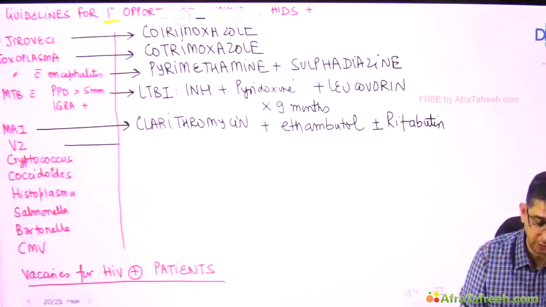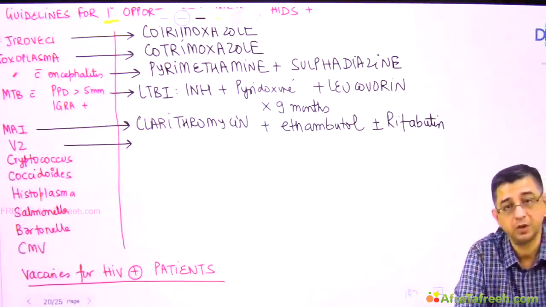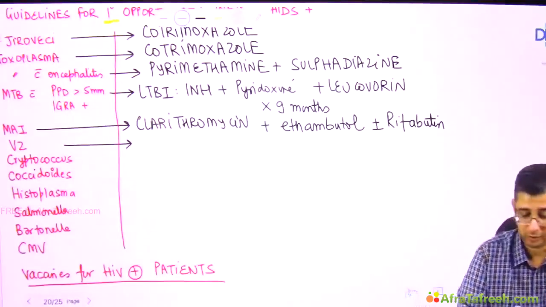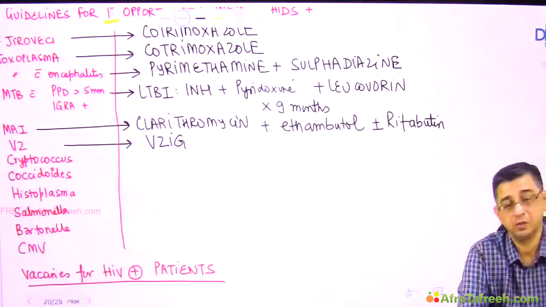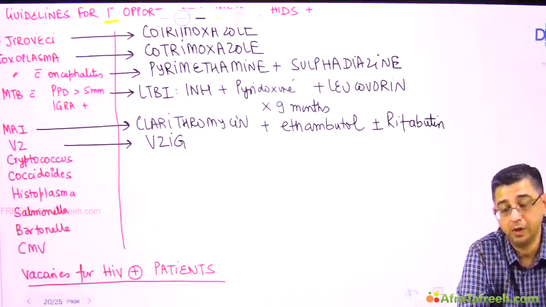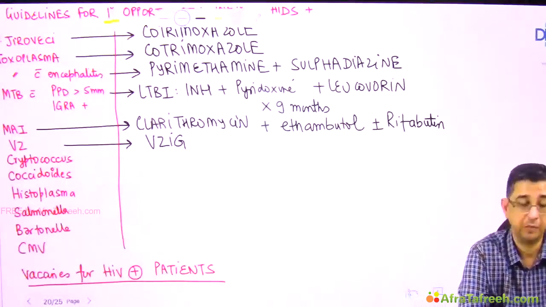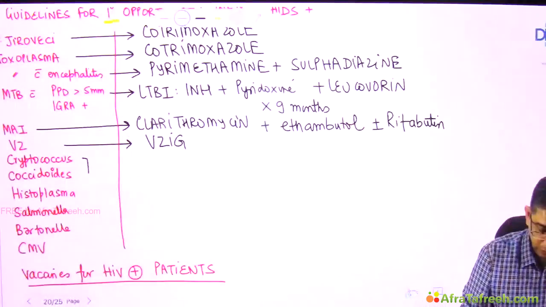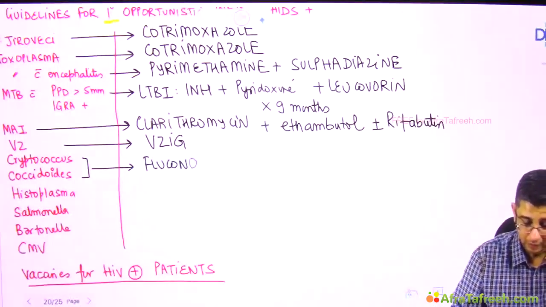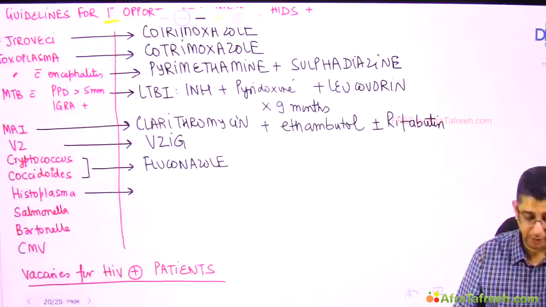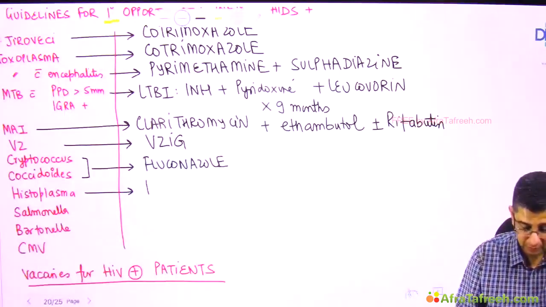Like if an HIV positive patient was exposed to somebody with chickenpox, like a child in the family developed chickenpox, I will start giving the patient straight away varicella zoster immunoglobulin to prevent development of a fulminant chickenpox and bleeding manifestations. For cryptococcosis and coccidioidomycosis, the antibiotic that is given for prophylaxis is fluconazole. But if asked which antibiotic is best for prophylaxis against histoplasmosis, then the answer should be itraconazole.